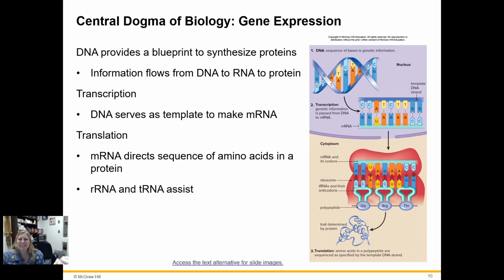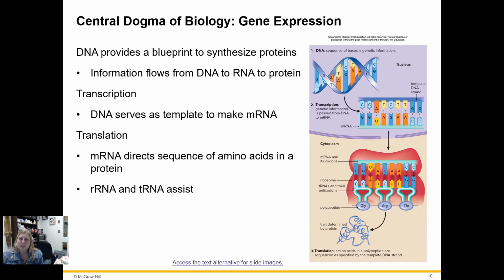Your DNA doesn't do the work. Your DNA just has the information. There are two steps to protein synthesis: transcription and translation. Transcription comes first, and if you struggle to remember that, C comes before L, alphabetically. Thank the Amoeba Sisters for that one. DNA is going to be used to make an mRNA molecule. That is what happens in transcription.